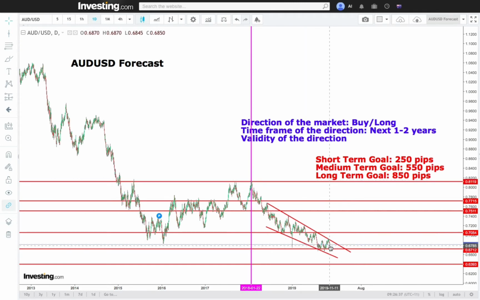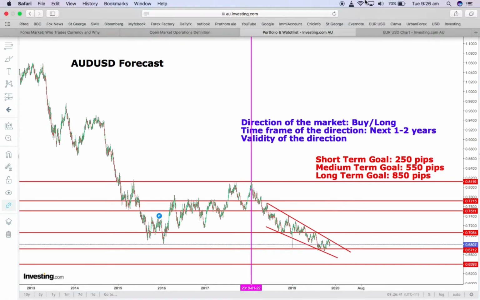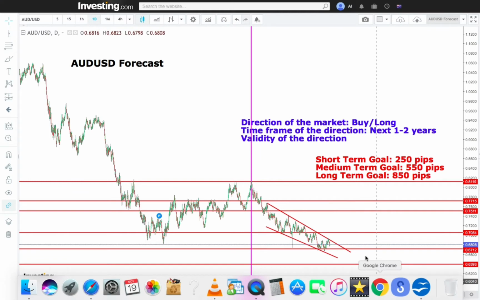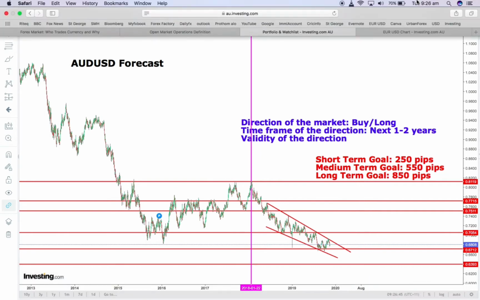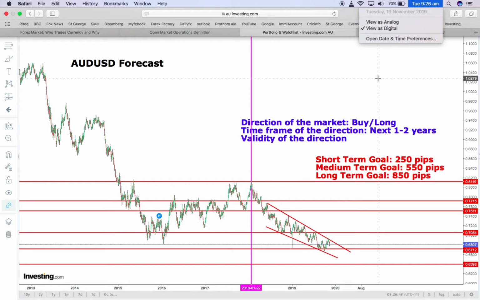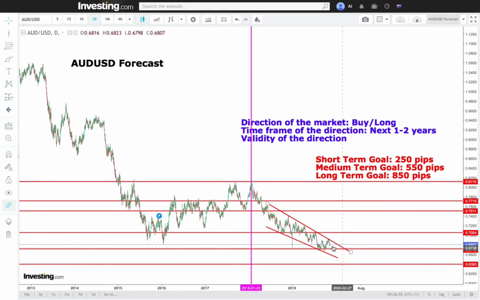So what date is it today? Hang on, where do I find the bloody date? Okay, today is the 19th of November, 9:26 a.m. Sydney time. This is where we're sitting today at the moment.